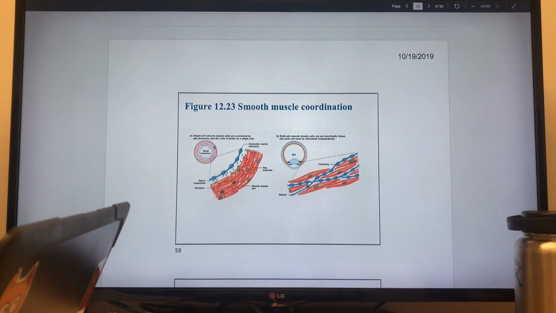They work together, and depending on where they are, you can have some fine control or not that much control. For example, in your intestines, you don't need that much control. In your eye, they're more spaced out and aren't connected by gap junctions, so you have more fine-tuned control. Your eye would work basically separately based on where it's depolarized.